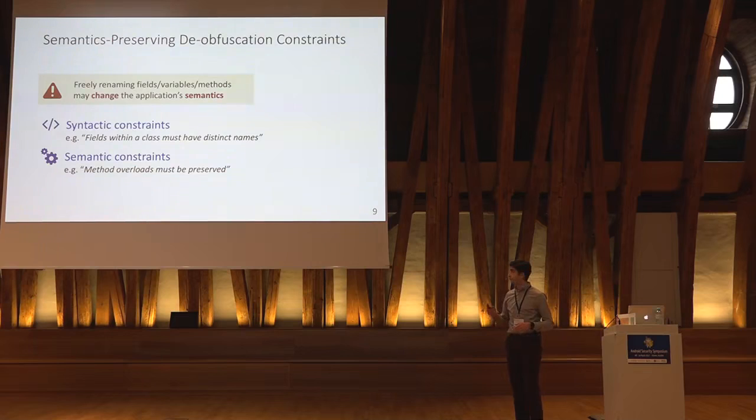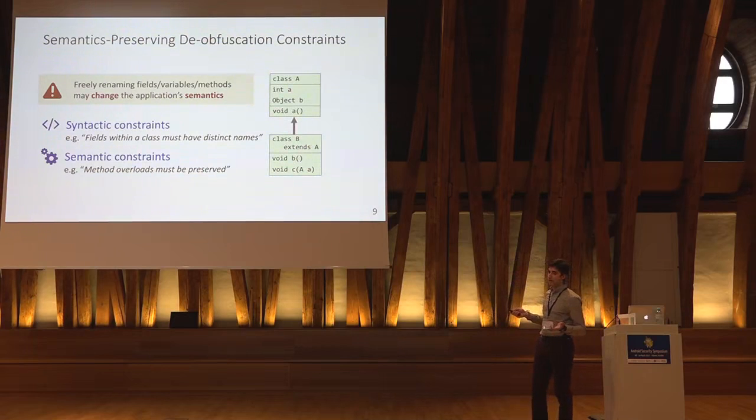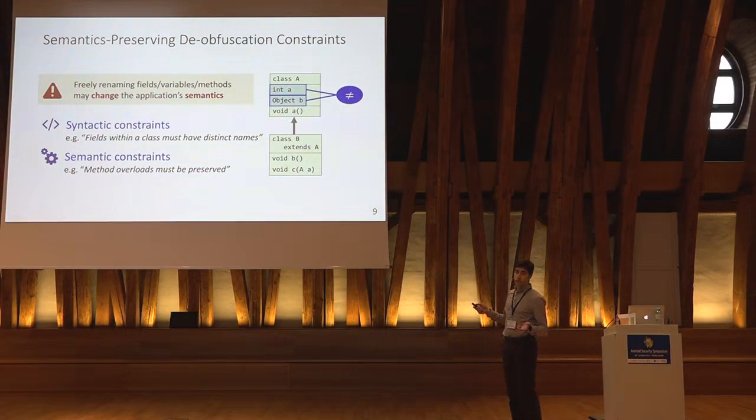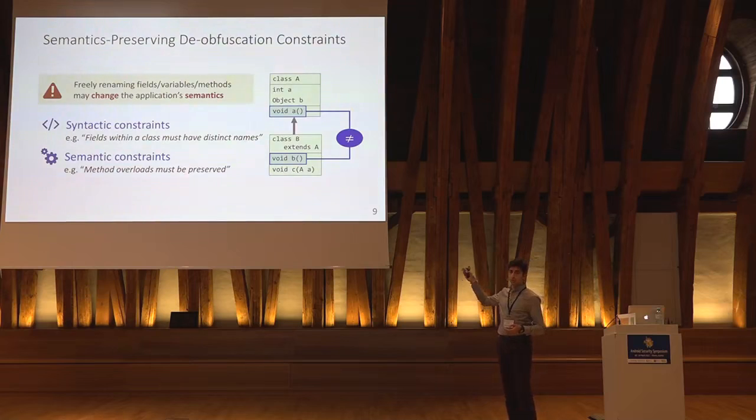deobfuscation is done. So a simple example, if we have a class A with these two fields A and B, then we would derive a constraint that these have to be different, otherwise we don't get a syntactically valid application, and then this constraint would be enforced while the deobfuscation is done. Similarly here we have two methods that have different names, but the class below extends the one above. So we have to make sure after the deobfuscation these also still have distinct names, otherwise we would get a method overload which would change the semantics of the application. So this is all transparently handled by the DGuard system.